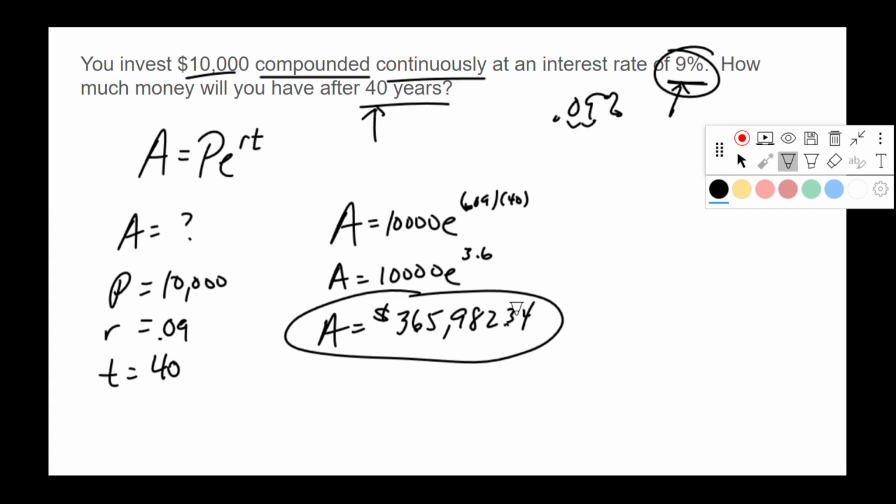Answers get rounded to 2 places after the decimal. We're talking about money. And that's it for this. Our adventure into the number E, 2.718. We can graph, we can solve equations with it, and now we can do some applications with it.